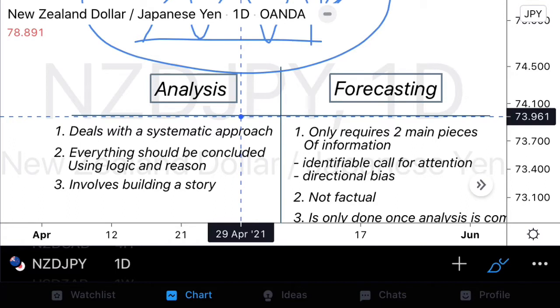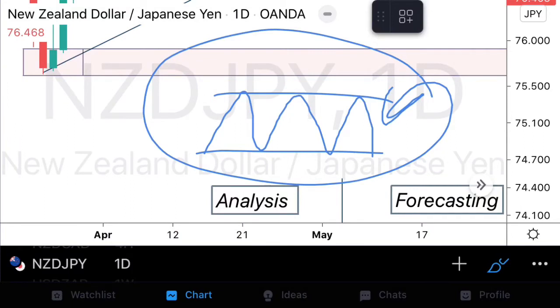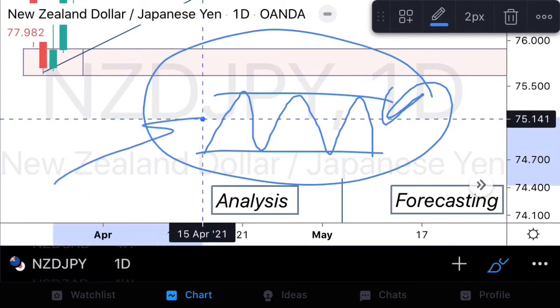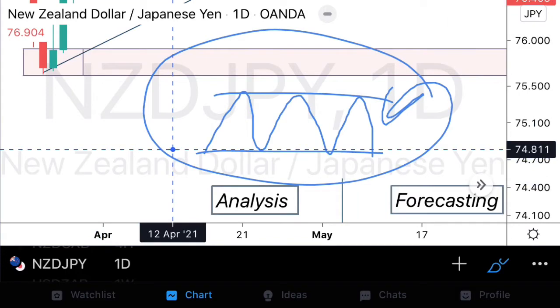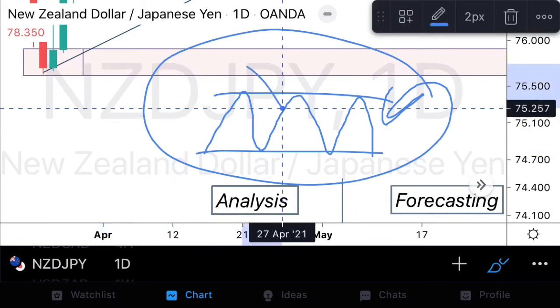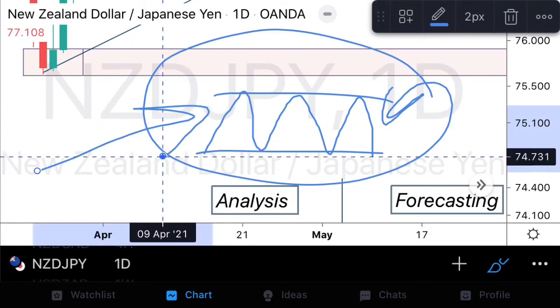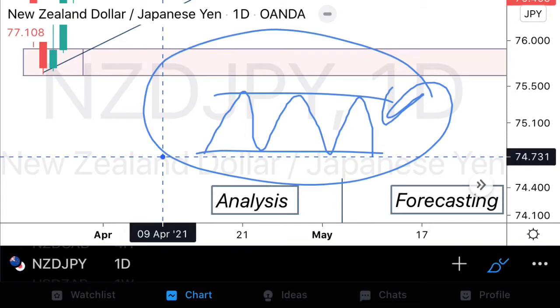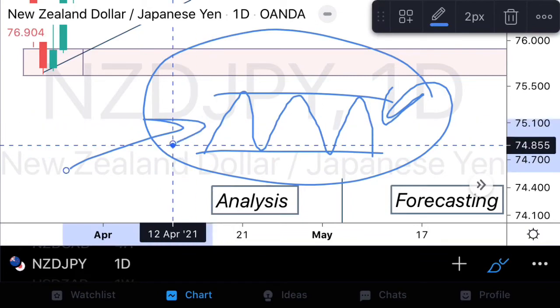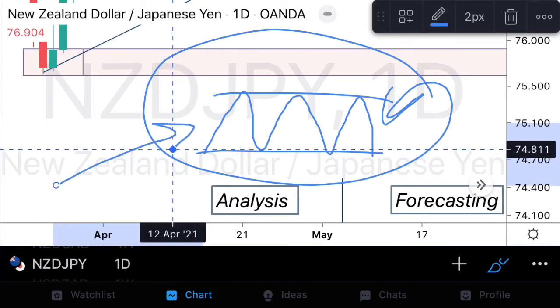Number 2, everything should be concluded using logic and reason. Now, what do I mean by that? All I mean, guys, is that every conclusion that we come to during our analysis should be based off something objective that we can see on the chart. So absolutely no guesswork, guys. Things that we can see objectively on the chart are what allow us to use logic and reason. So first of all, we need to be able to see something on the chart. Next, using logic and reason, we need to make sense of the information that we are seeing on the chart.